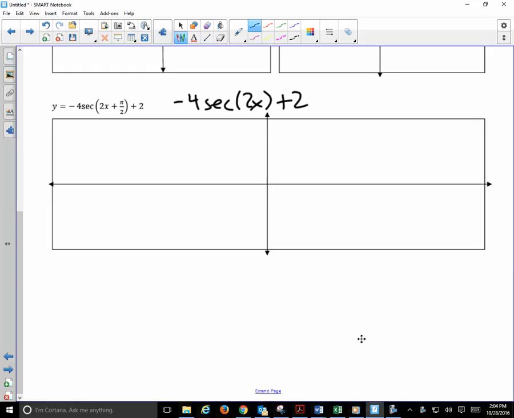So, yesterday we were talking about graphing secant and cosecant. I don't start by graphing secant. Instead, what do I graph? What's the reciprocal of secant? Cosine. So I graph -4 cosine of 2x plus 2.